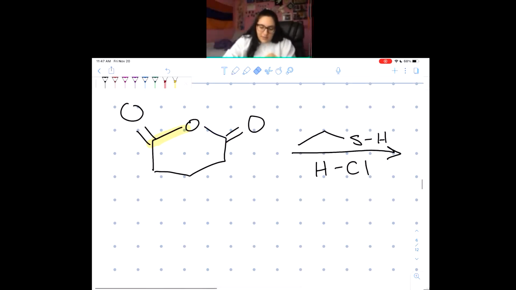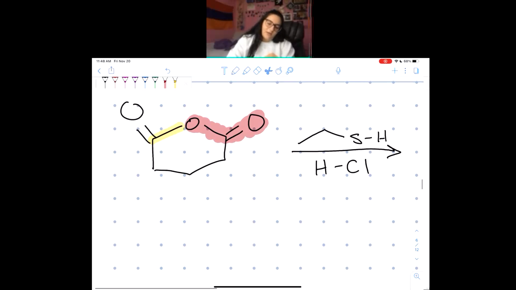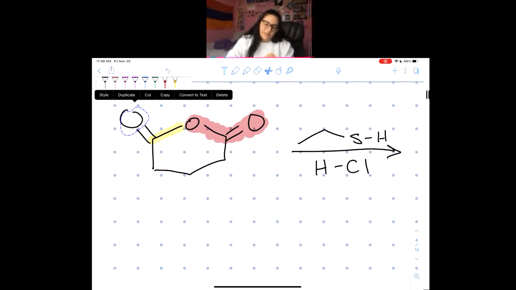So I'm going to go ahead and choose this bond to be the one that breaks, just because I like to always attack the carbonyl on the left. So I'm going to highlight the leaving group in red. So that's going to be our leaving group. So in the first step, if we have an acid catalyst, what are we going to do to this carbonyl in the first step?